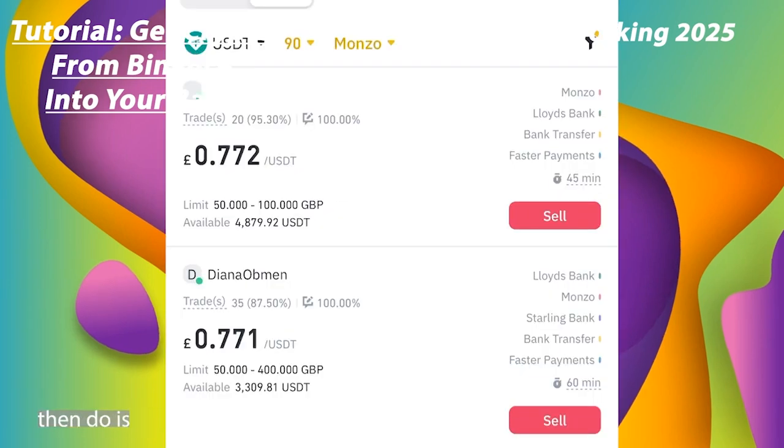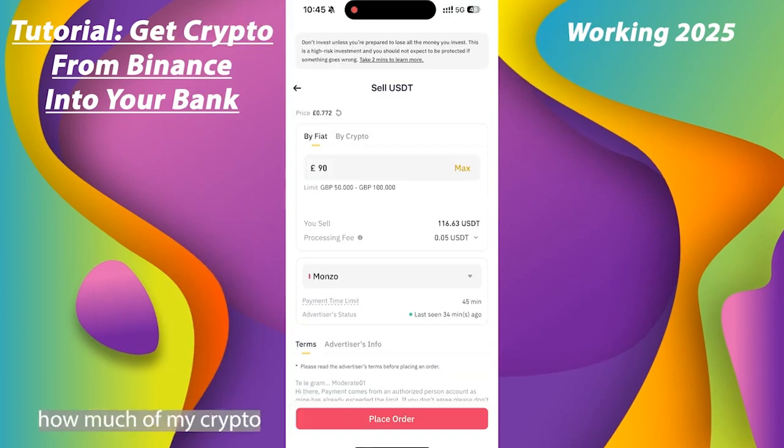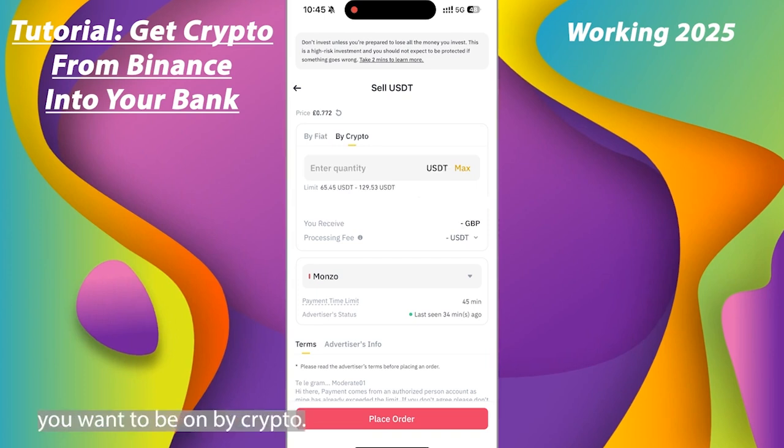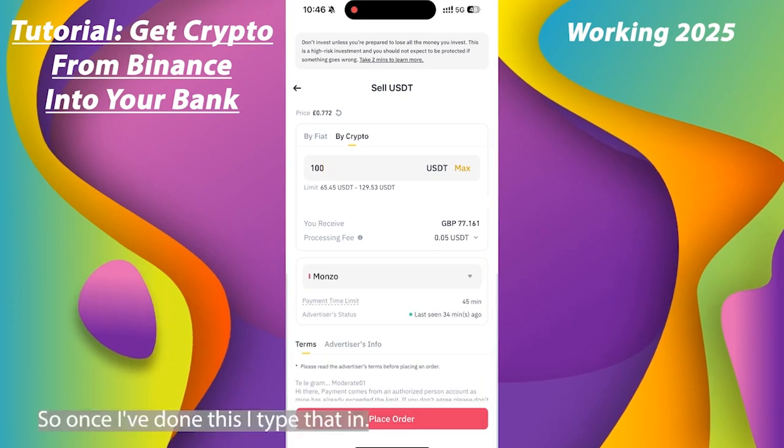So what I would then do is select sell right here, and then select how much of my crypto I would like to sell. You don't want to be on buy fiat because you've got USDT. You want to be on buy crypto. The answer is going to be 100. I then pay a 5-cent fee, and then I will be told that I will get 77.16 pounds.